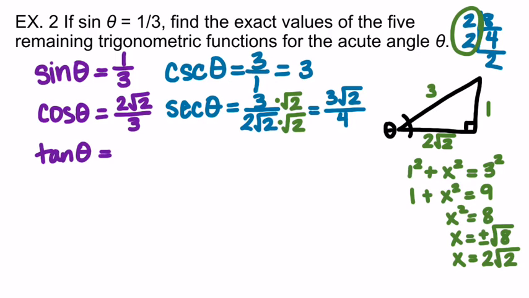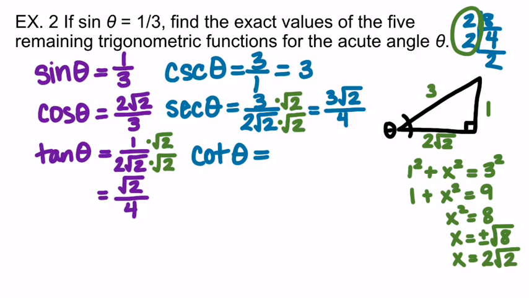Okay, tangent of the angle is opposite over adjacent, so that's going to be 1 over 2 square root of 2. Again, I can't leave the radical in the denominator, so I'm going to multiply by the square root of 2 on top and bottom. So this becomes the square root of 2 over 4. The reciprocal of tangent is cotangent, so I need to flip over my tangent to get the cotangent. I'm not going to flip over the square root of 2 over 4 because I would wind up with a radical in the denominator again. So I go back to the original problem, 1 over 2 square root of 2, and I flip that, which is 2 square root of 2 over 1, and that just equals 2 square root of 2.